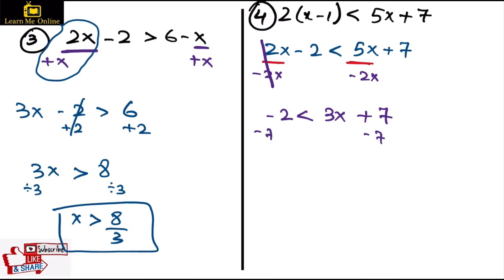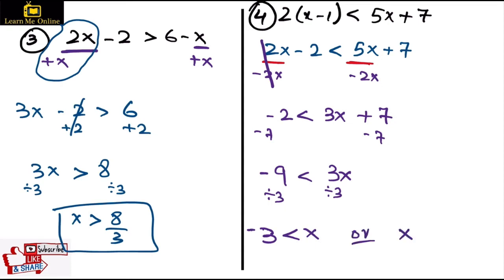So minus 2 and minus 7 makes minus 9, less than 3x. Now because we are finding out the inequality for x, we still have got 3. We divide by 3 to both the sides, and we will get minus 3 is less than x. You can leave your answer like this, or you can change it.